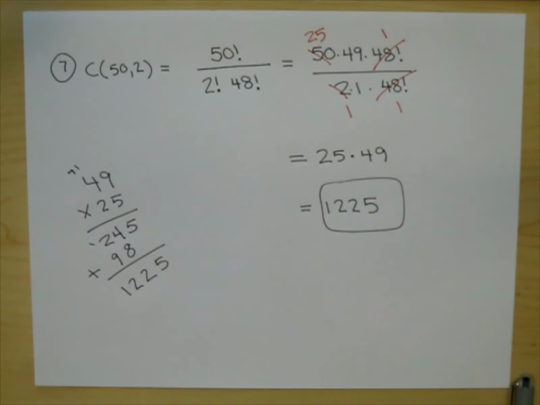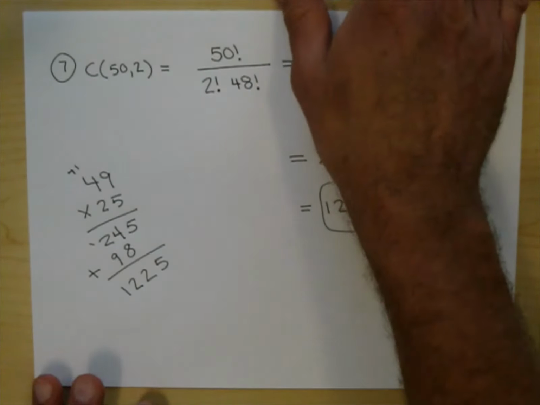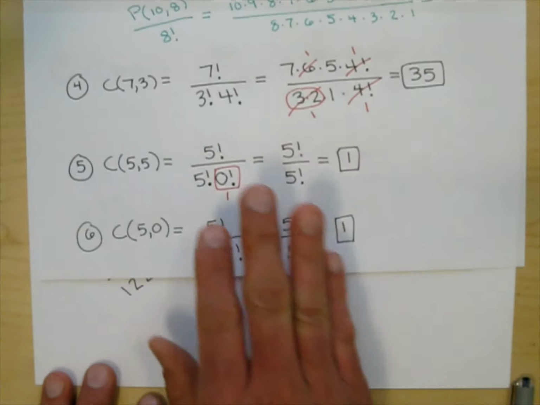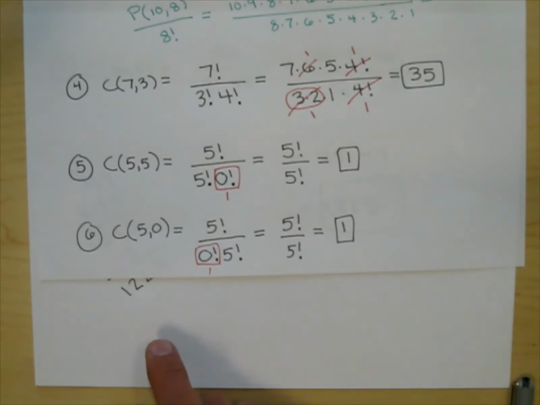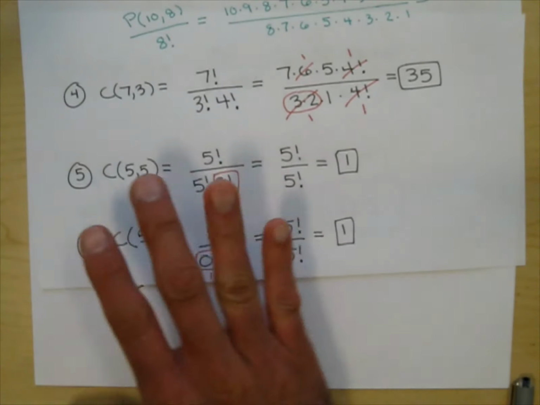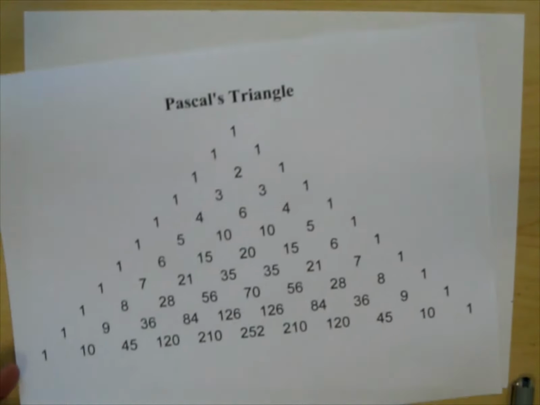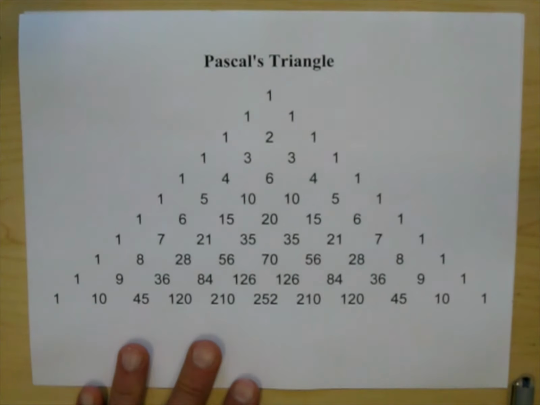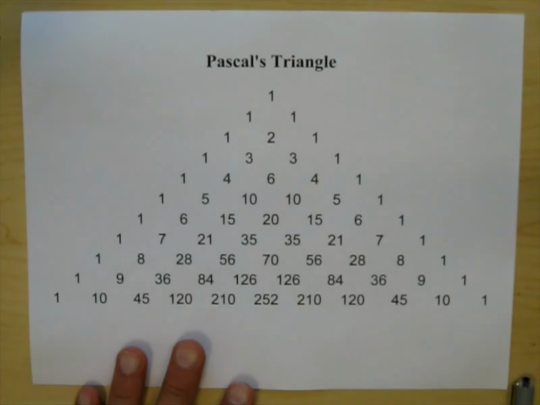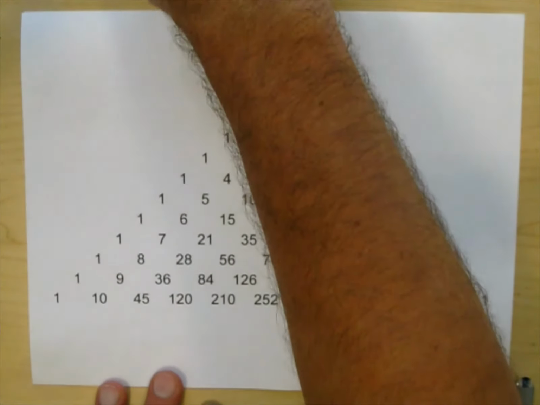So let's take a look at something now. Remember back here where I said, hey, look, there's some symmetry. What have we done in this class that has symmetry? Well, something that we've done in this class that has symmetry is Pascal's triangle. So I'm going to show you another way of considering combinations.